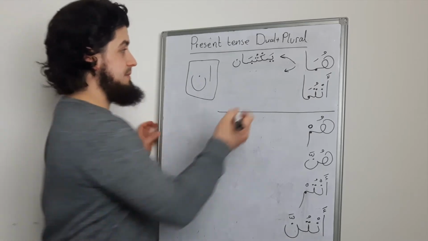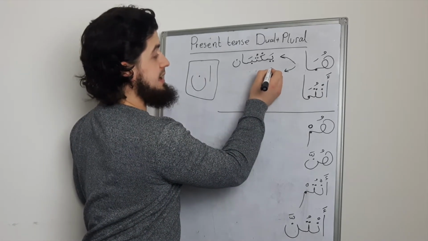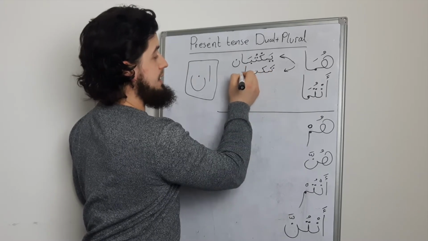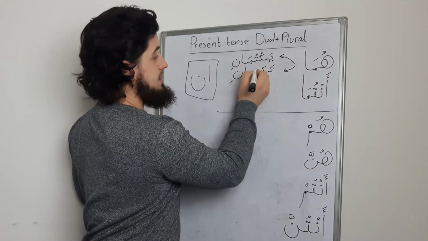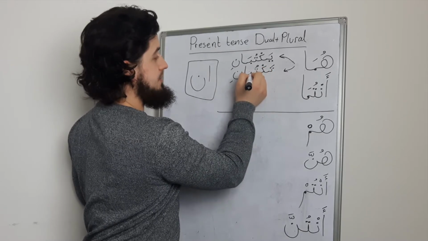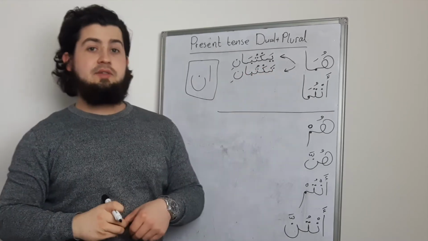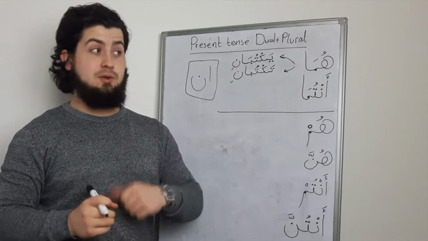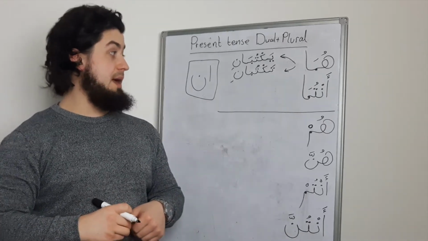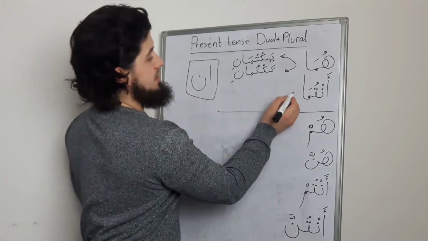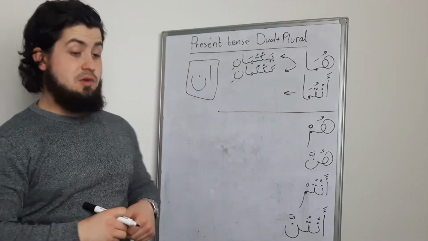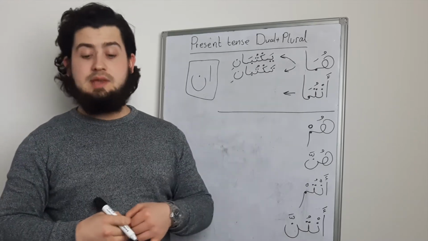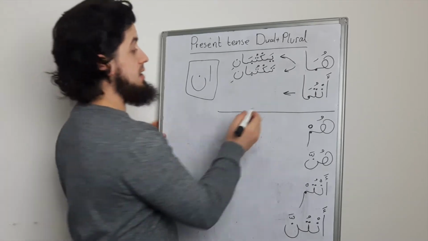So what's the feminine then? Okay, so the feminine in the third person is exactly the same, but we just put a ta at the beginning. Taktubani. Taktubani. Okay, that's saying like those two girls are writing. Those two girls are writing. Taktubani. And then here for you two, it's the same. It's the same as that. We have that ta at the beginning. Taktubani.